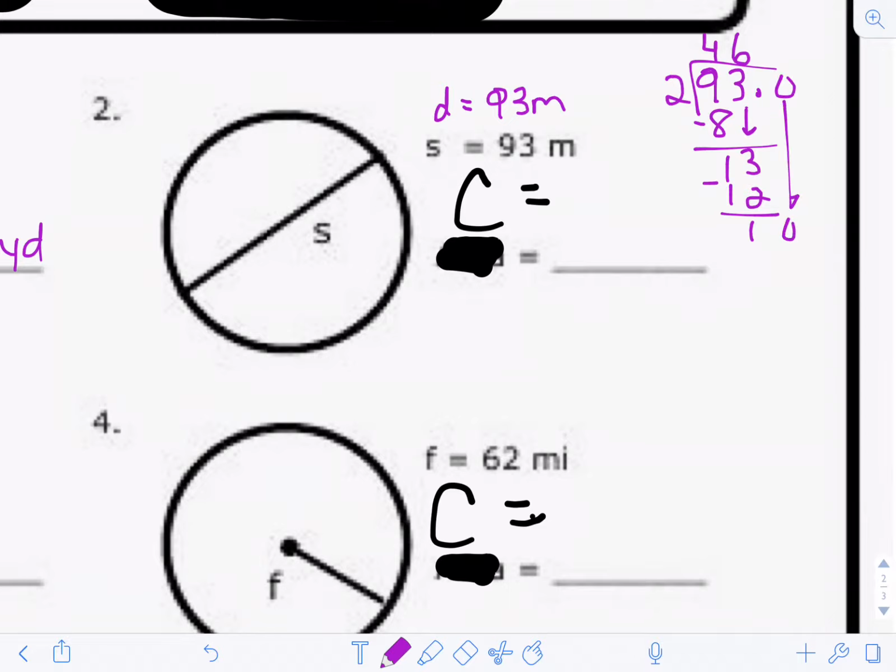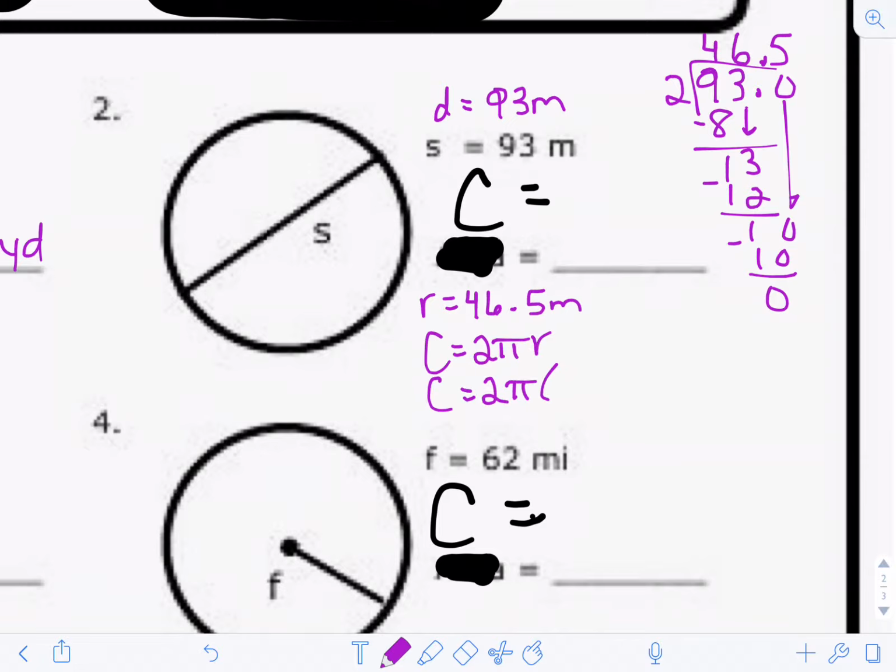Bring my 0 down. Don't forget the decimal at the top. 2 goes into 10 5 times. 5 times 2 is 10. I'm going to subtract that. That gives me my remainder of 0. So my radius is going to be 46.5 meters. Circumference is 2 pi r. So circumference is going to be 2 pi times my radius, which is 46.5 meters. And I already know 46.5 times 2 will give me 93. So 93 pi meters.